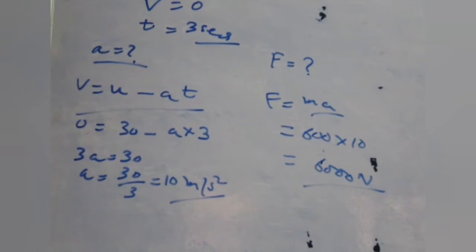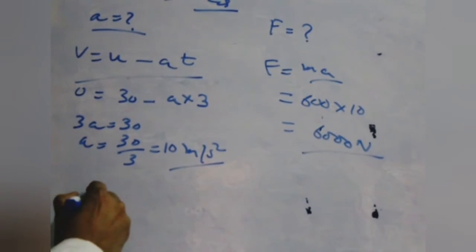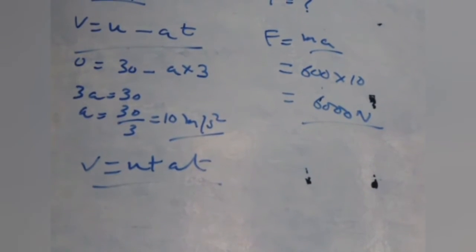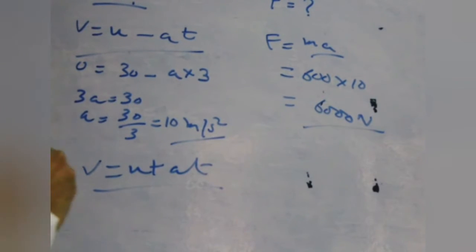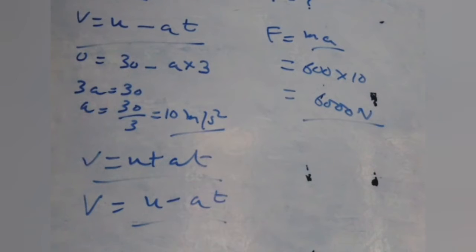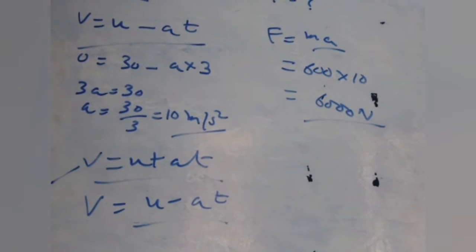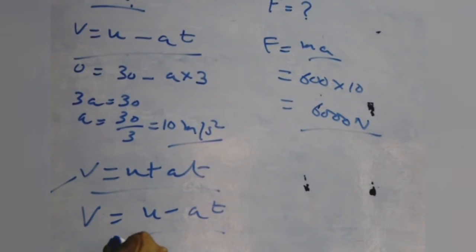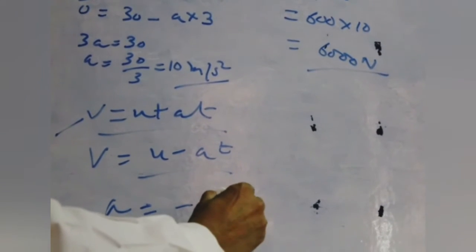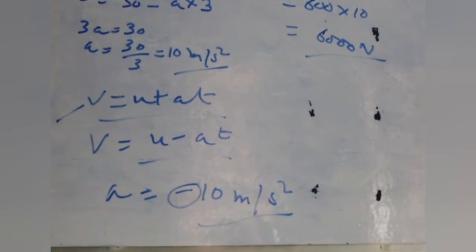Now one thing, this must be clear. Now V equal to U plus at, we take this formula when a is acceleration. Okay, and we will take V is equal to U minus at when it's retardation. And if I take V equal to U plus at and try to solve this sum, then in that case the value of acceleration will come negative. That means minus 10 meter per second square. Now this negative sign indicates this is retardation. Okay.